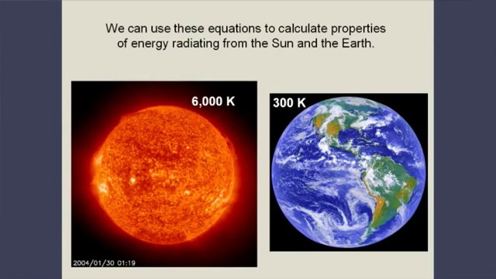All right, let's go to the next one. The interesting thing about the energy flux from these two bodies is they're at wildly different temperatures. The Earth is at about 300 Kelvin, the Sun is at about 6,000. So the energy flux coming from the Sun is much bigger than from the Earth, because remember, it goes as temperature to the fourth, and the Sun is much bigger than the Earth. Next slide, please.